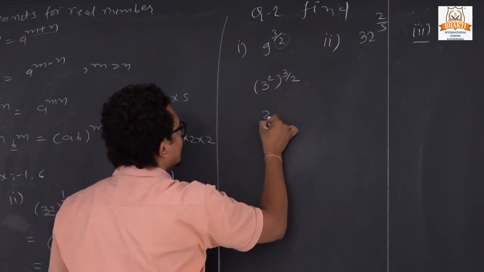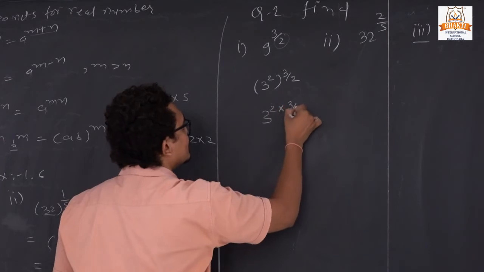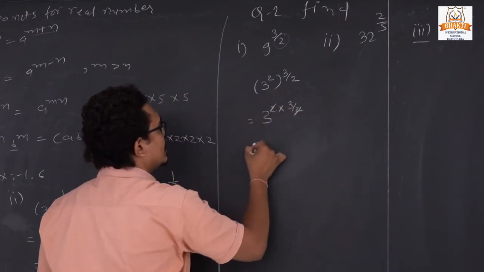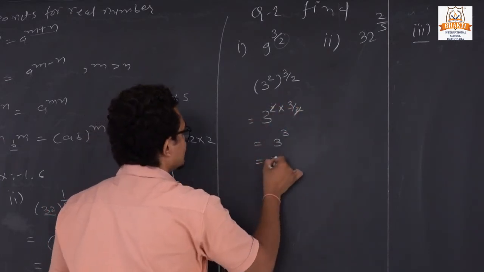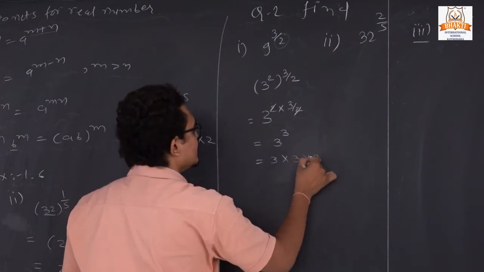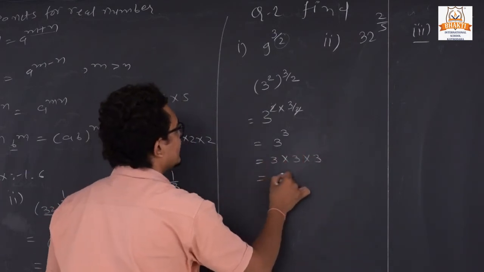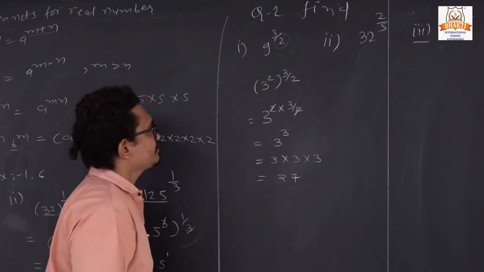So we can also write like that 3 raised to 2 into 3 by 2. So 2 cut. So 3 raised to 3. So it means 3 times 3. So 3 3s are 9, 9 3s are 27.